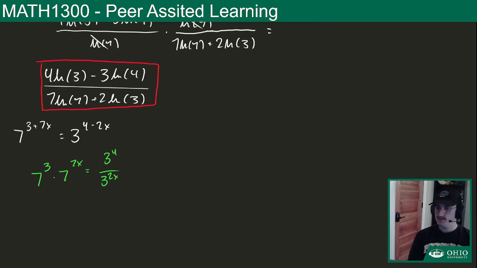Now what I did is I want to combine my like terms. So I want to move things that have the same base. I want to get my x's together, my non-x's together. I guess that's what I'm trying to say. So I can multiply over my x term, and I can divide over my non-x term. Okay.